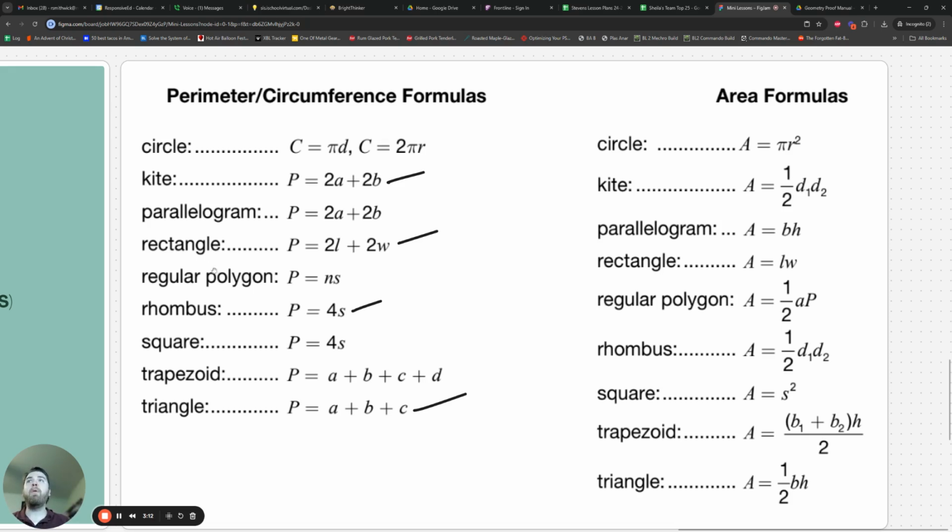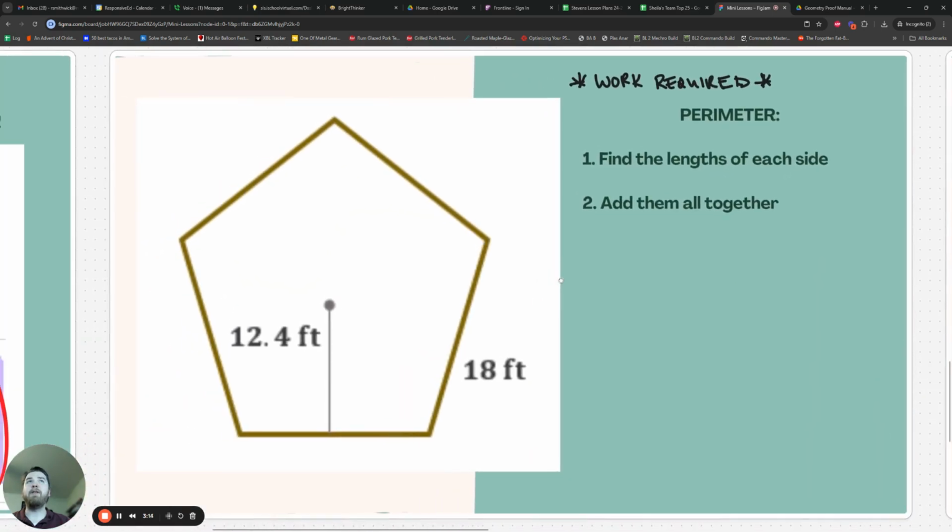But an easier way to deal with perimeter is just to take each of the side lengths and add them together. So here, what we have is a regular pentagon. I know that this is not a four-sided shape, but I wanted to use a different example than what you might see on the test. Regular means that all the sides are the same. So that means this is 18 feet. This right here is going to be 18 feet. And this is going to be 18 feet. And this one's going to be 18 feet. And this right here will be 18 feet.